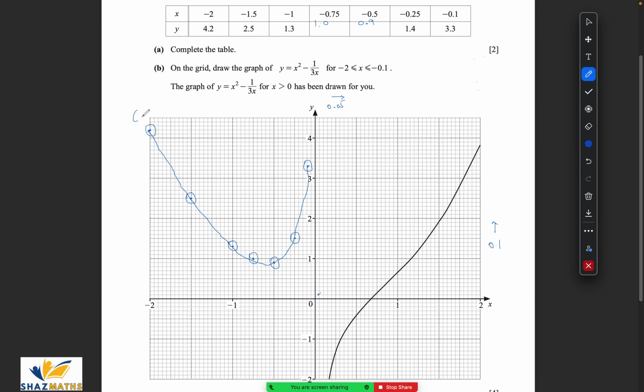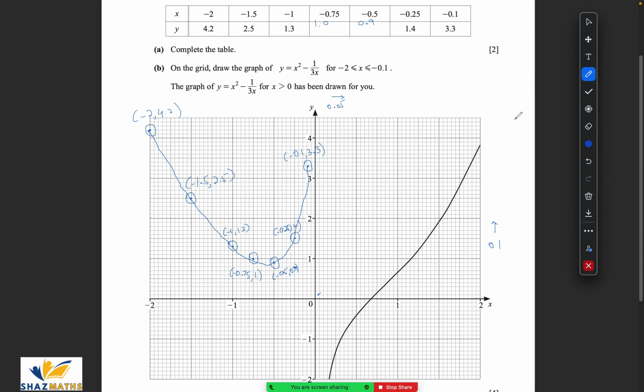So that is -2, 4.2. This one is -1.5 and 2.5. This one is -1 and 1.3. This one is -0.5 and 1. This one is -0.5 and 0.9. This one is -0.25 and 1.4. And then this one is -0.1 and 3.3.